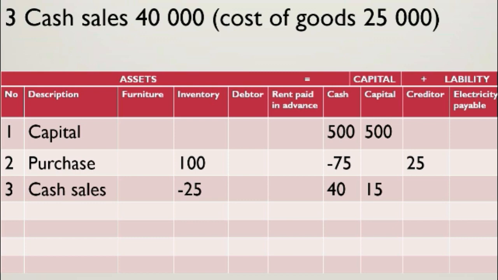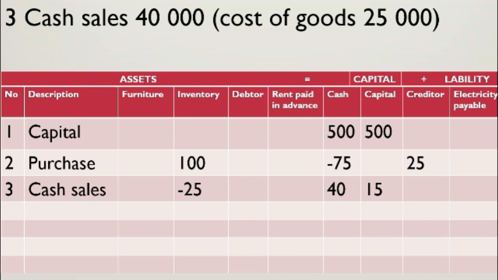We are selling 25,000 worth goods for 40,000 and we are making a profit of 15,000. Because it's a profit, we are adding it to the capital. So we can go to the capital column and add 15,000. So now we know cash asset is increasing by 40,000, inventory asset is decreasing by 25,000. So as a net, asset is increasing by 15,000. At the same time, capital is increasing by 15,000 because of profit.